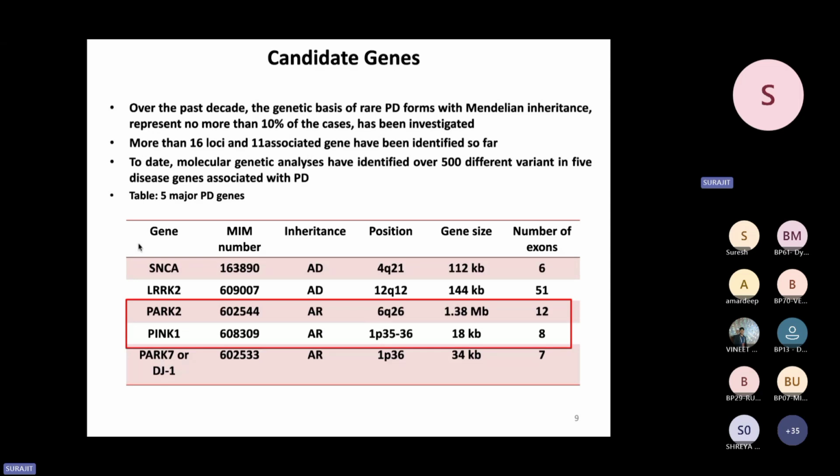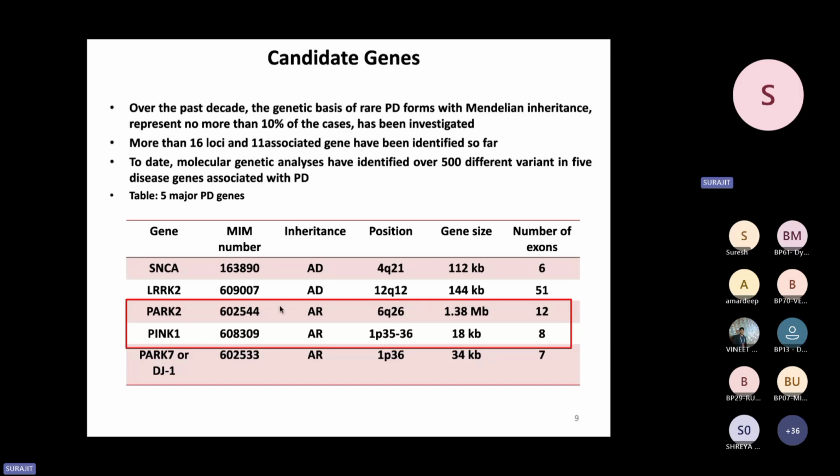They are SNCA, LRRK2, PARK2, PINK1, and DJ1. You can all see the inheritance pattern of this disease. SNCA and LRRK2 are inherited in an autosomal dominant mode, whereas Parkin, PINK1, and DJ1 are inherited in an autosomal recessive mode. We can even find the chromosomal position, gene size, and number of exons.